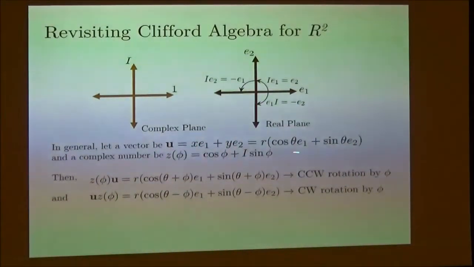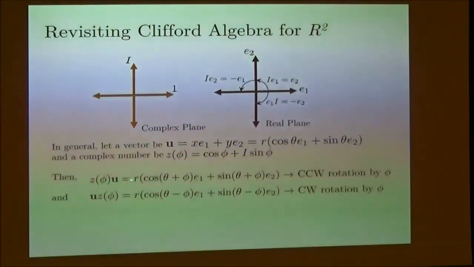And this will be the vector that we will try to transform or rotate. And the complex number would be cosine phi plus I sine phi, and clearly this is a vector that lies in the complex plane. Now if you multiply, let's say, z with u, and here we are doing left multiplication, and here we're doing the right multiplication. If you do the left multiplication, basically you get this.